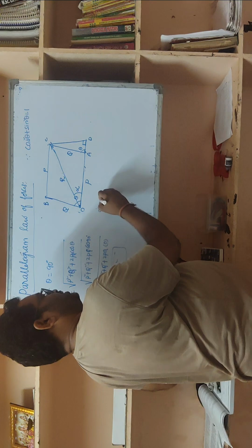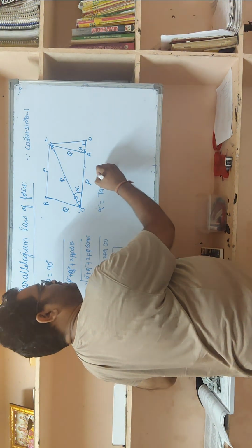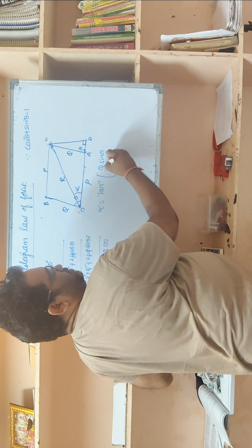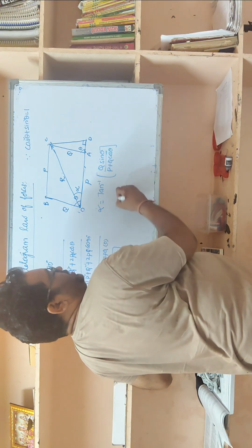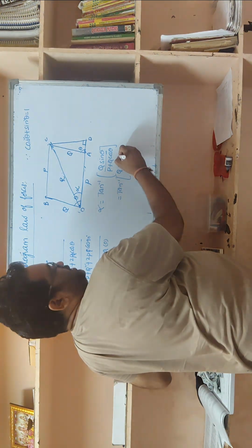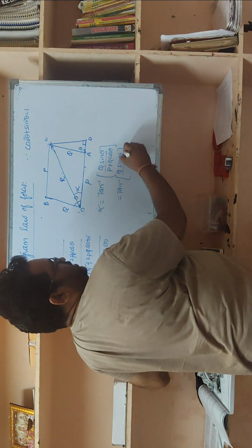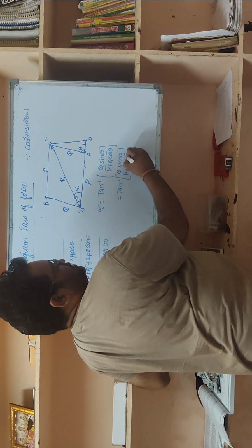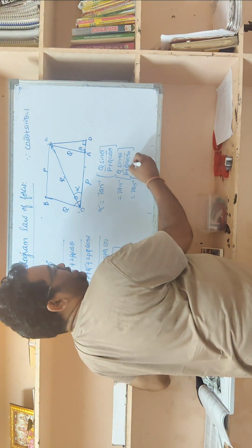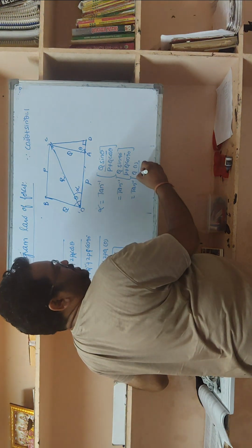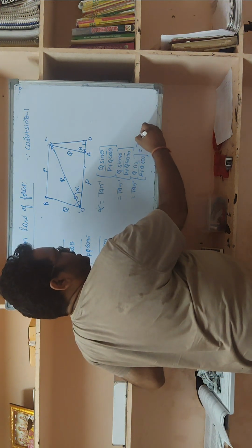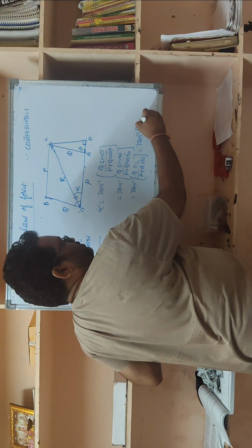Now alpha is equal to, we know, tan inverse of Q sin theta by P plus Q cos theta. Here, tan inverse of Q sin 90 degrees by P plus Q cos 90. So tan inverse of Q sin 90 is 1, by P plus Q cos 90 is 0. So tan inverse of, you will get Q by P.